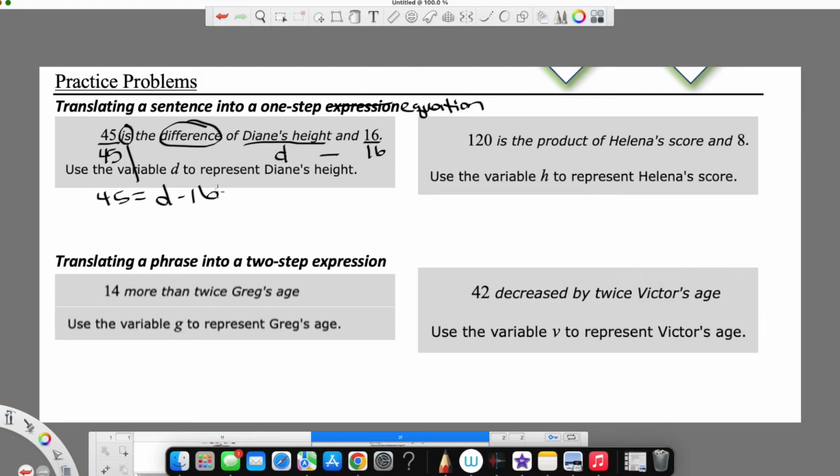So this is just the basic way to write a one-step equation. They're not asking us to solve it, just to write it, just to translate it. But we could very easily go through and solve. We'll start doing those things in the next couple of weeks when we're actually solving equations.